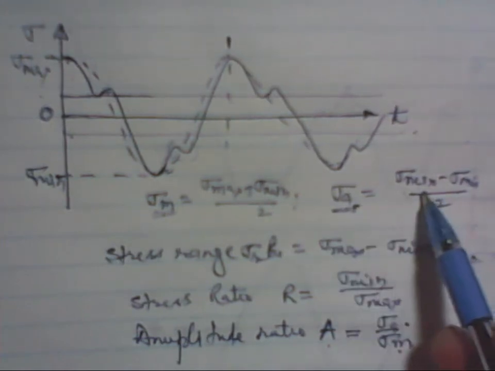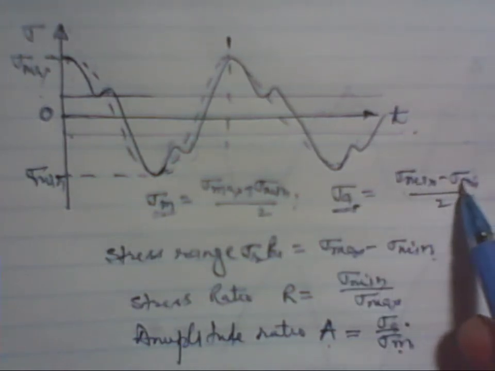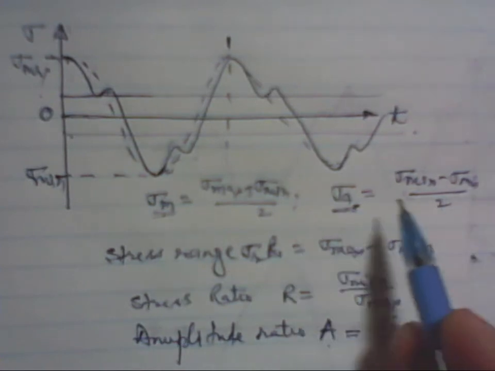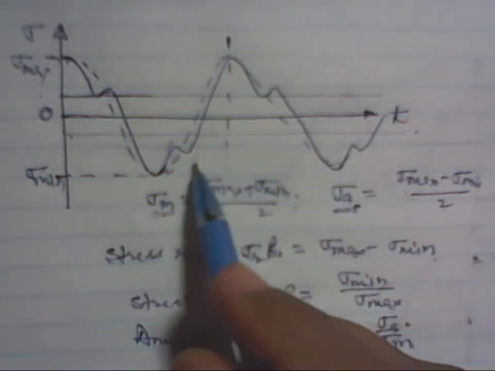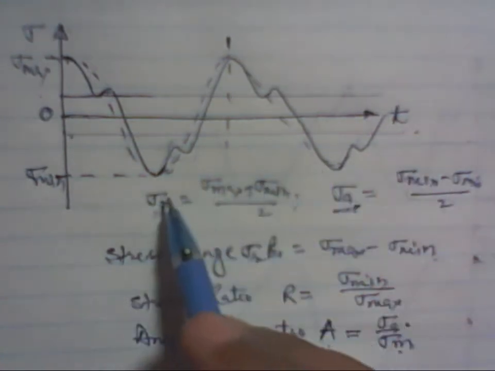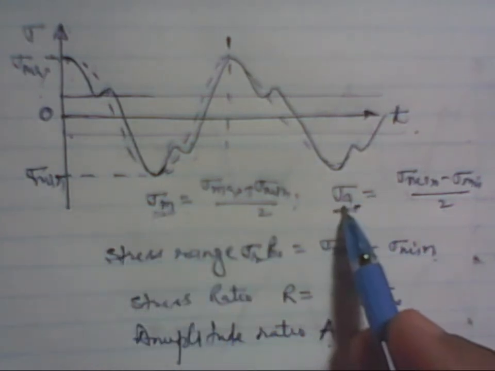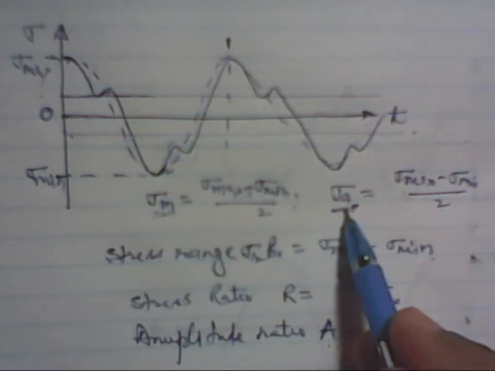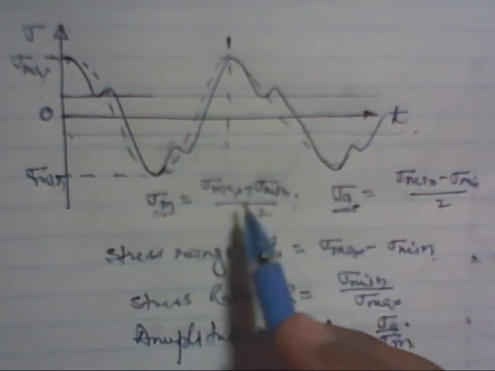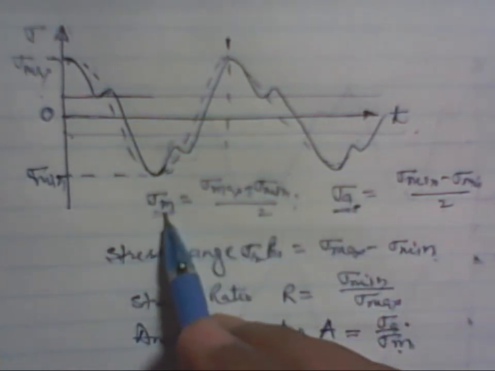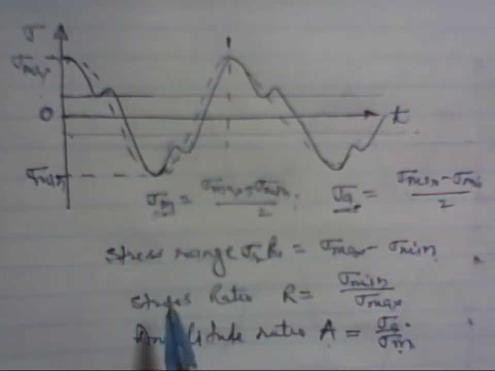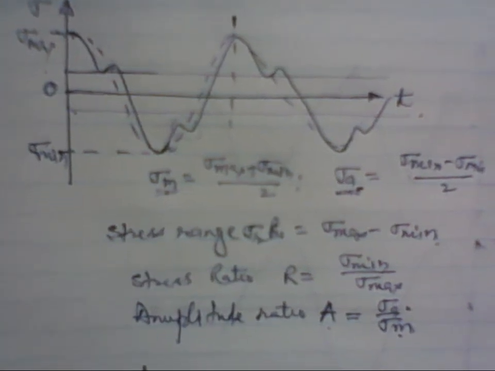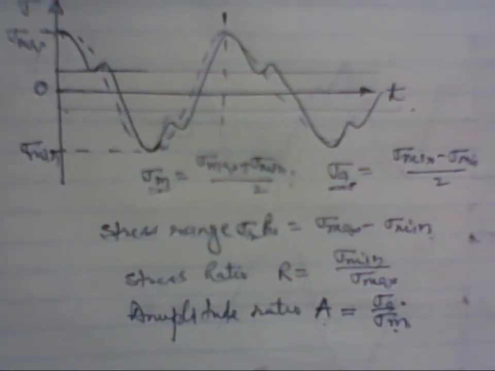Whereas sigma A is the difference of sigma maximum minus sigma minimum, divided by 2. Now these two are the components. We can assume that sigma A, the stress amplitude, is superimposed on sigma M, which will give us the fluctuating stress. So these are the few things, a basic introduction of fluctuating stresses.